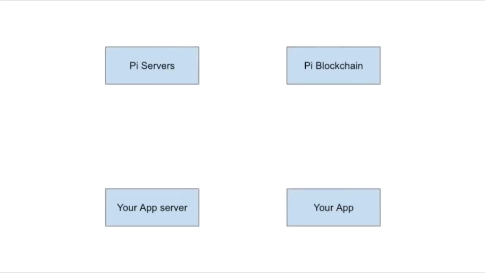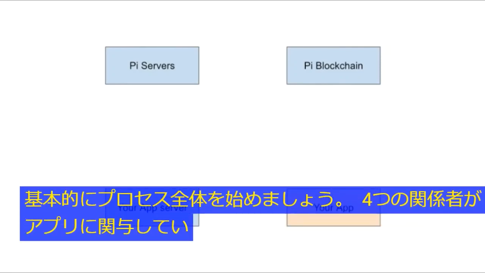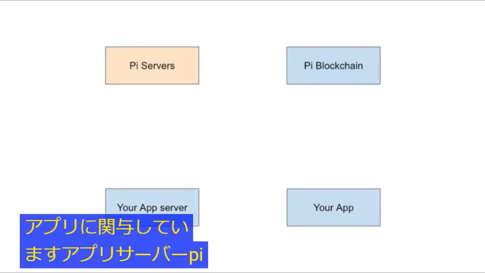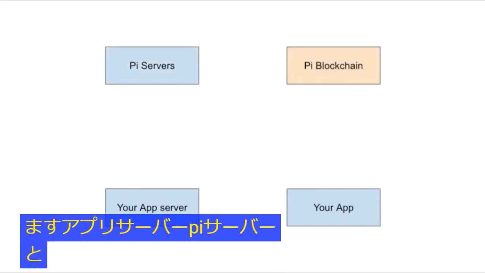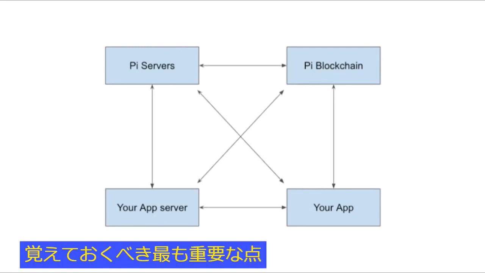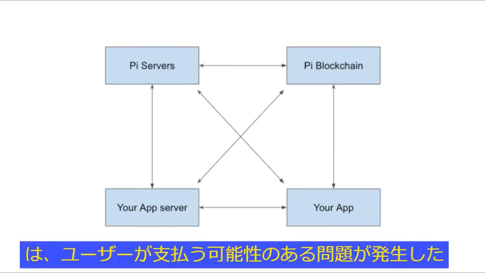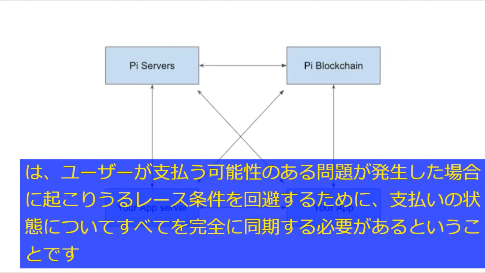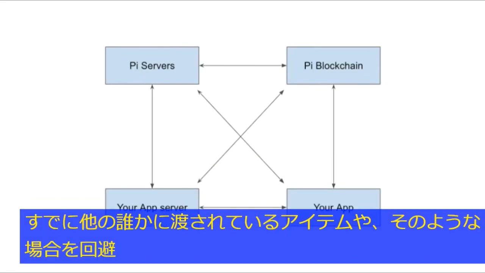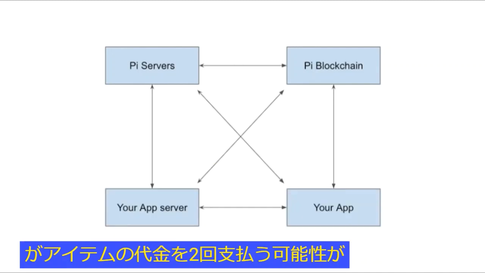Throughout the process, essentially 4 parties are involved: your app, your app server, the Pi servers, and the Pi blockchain. The most important point to remember is that all of them must be completely synchronized about the state of payment to avoid any possible race conditions. If something goes wrong, a user may pay for an item that's already given to someone else, or a user may pay for an item twice because the process gets interrupted.